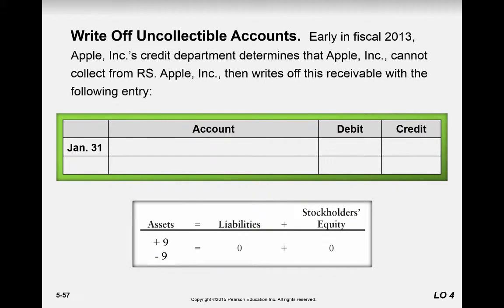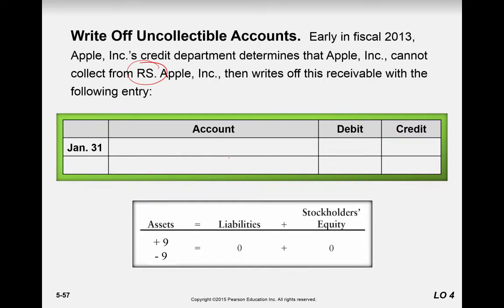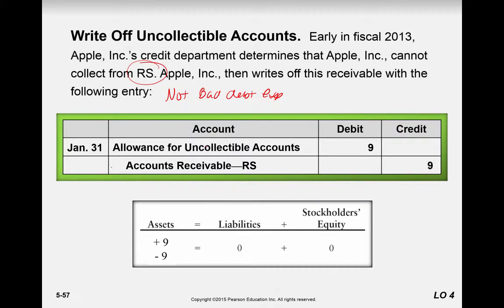But now what we're saying is that RS, if we go back, you see RS has 9. So RS is not going to pay us. He cannot pay us. So in this case, you're not going to hit bad debt expense here, because this is the allowance method. You're going to hit the allowance for doubtful accounts. You're going to reduce it because it's a debit balance, and then you have to specifically credit the accounts receivable balance because you are writing it off. So don't get confused here.